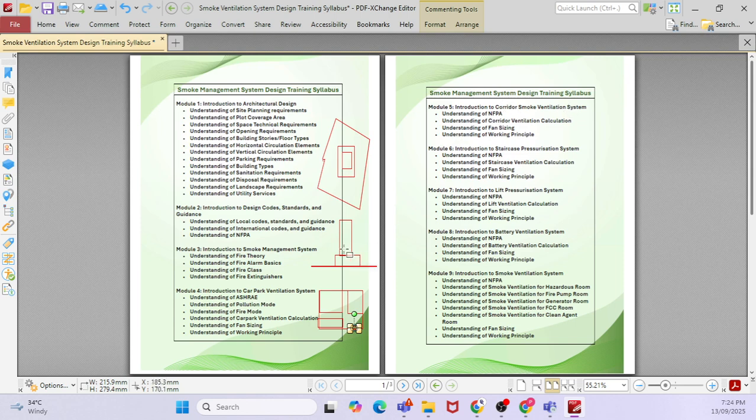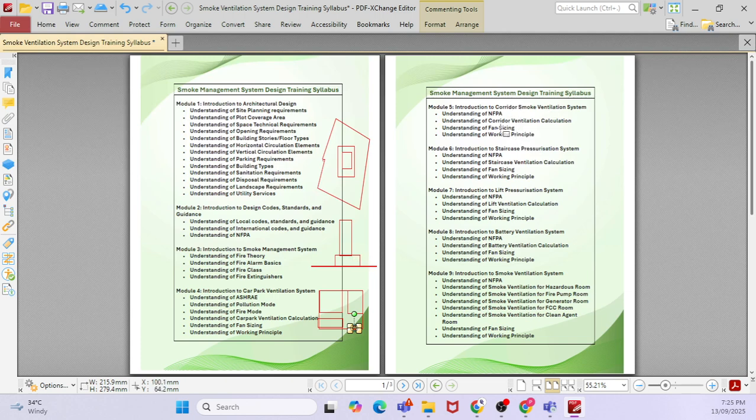Why is the corridor smoke management system required? Because whenever there is a fire, the people have to evacuate, right? So that evacuation path should be very clear of smoke. Otherwise, the people cannot escape. Then they will be stuck inside the corridor, and they will suffer suffocation, or maybe the people may die. So to save the occupants, we are going to have a corridor smoke management system.